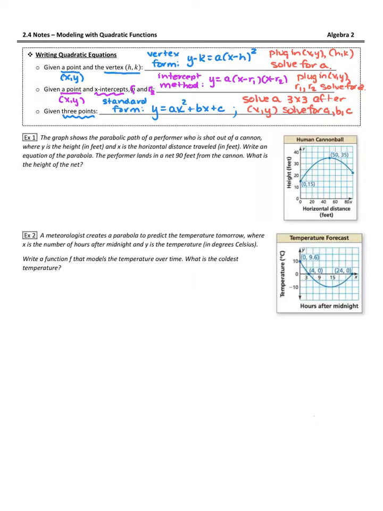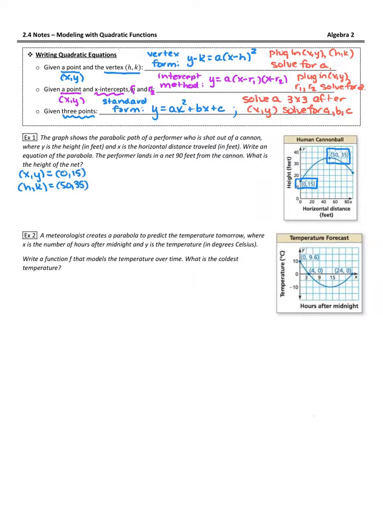Now let's go through and actually do each one of these examples. So this first one is an example of the graph. Notice it gives you the vertex point, and here's a coordinate or x, y on the graph. So what I recommend is you identify what you have. So we have a particular x, y, which is (0, 15), and I have a particular h, k, my vertex, which is (50, 35).